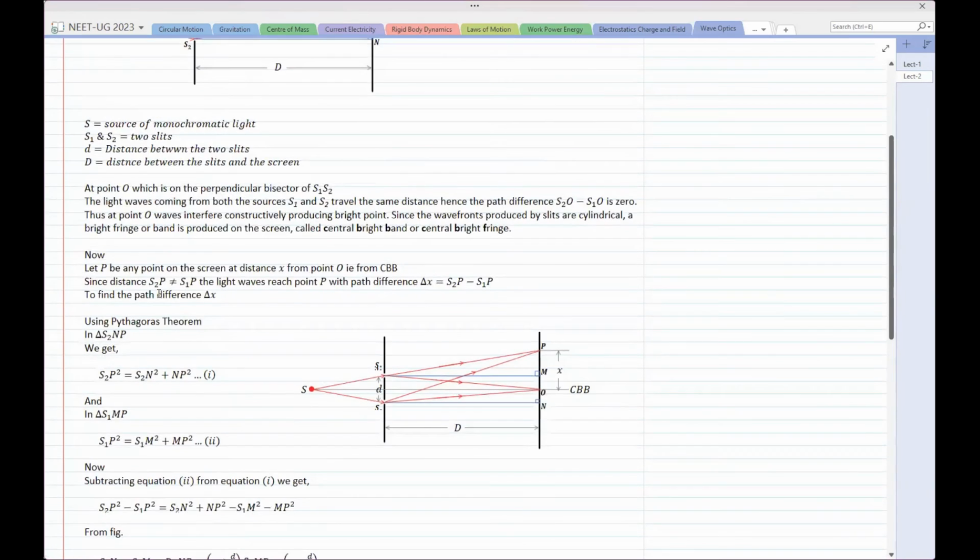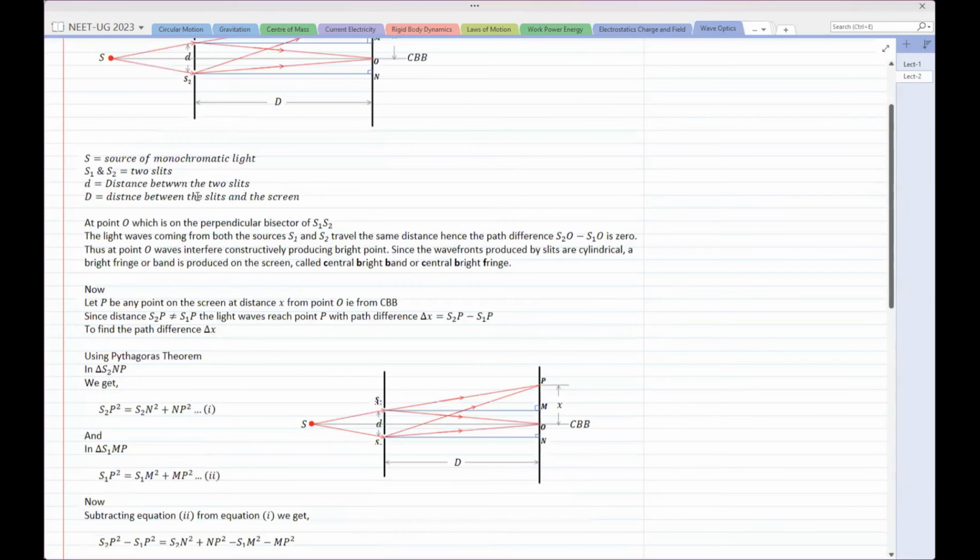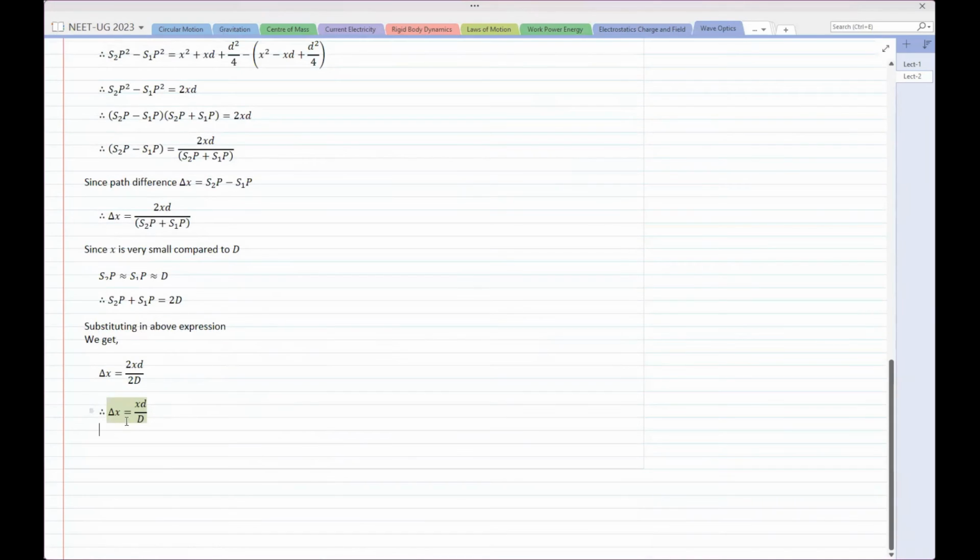Now these steps are to be followed for the first central point, which is on the perpendicular bisector. In this particular case, the path difference is 0. For some other point, the path difference is S2P minus S1P. With our analysis, we reach this point, delta x is equal to xd upon D.